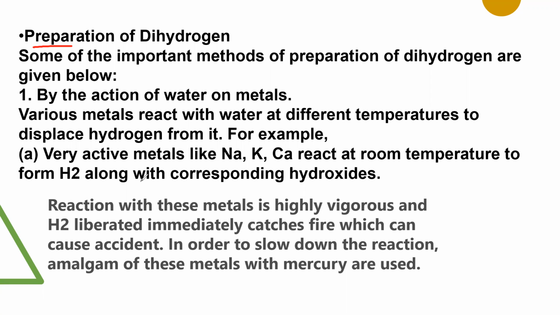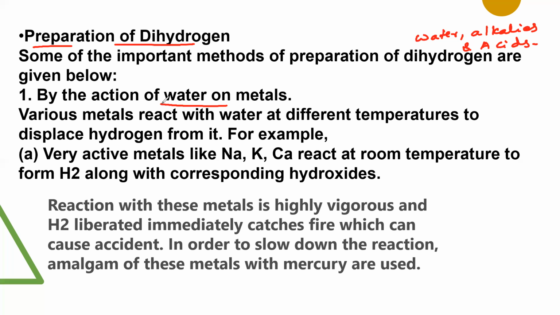Now coming to preparation of dihydrogen. Isotopes of hydrogen and their relative abundance we have already learned. The main sources from which dihydrogen can be prepared are water, alkalis, that is soluble bases, and acids. From these three we can prepare dihydrogen. Some of the important methods of preparation of dihydrogen are given below.